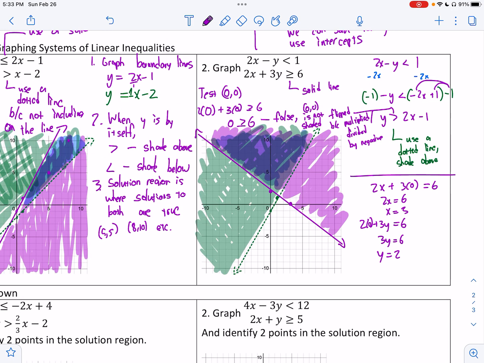All right, so again, you don't have to graph by intercepts. You can solve everything for y, or you could graph everything by intercepts and do the testing of a point. Whatever works for you.